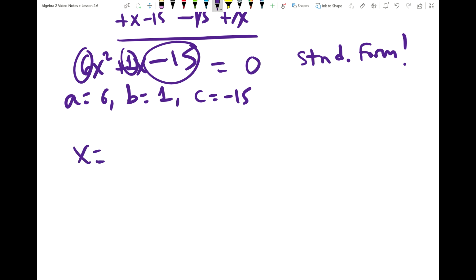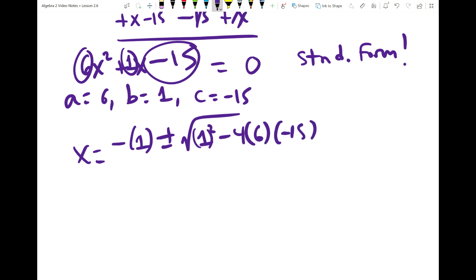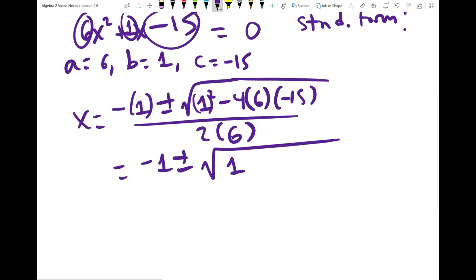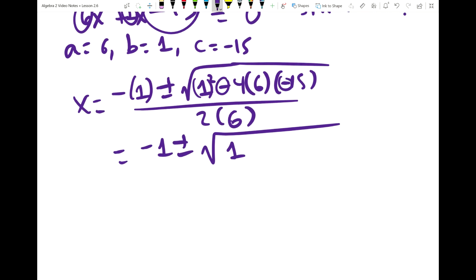So plugging it into the quadratic formula, we got negative b plus or minus the square root of b squared minus 4 times a times c, all over 2 times a. So we got negative 1 plus or minus the square root of 1. We got a double negative here, which we know is going to be a positive. Now 4 times 6 is 24, 24 times 15.